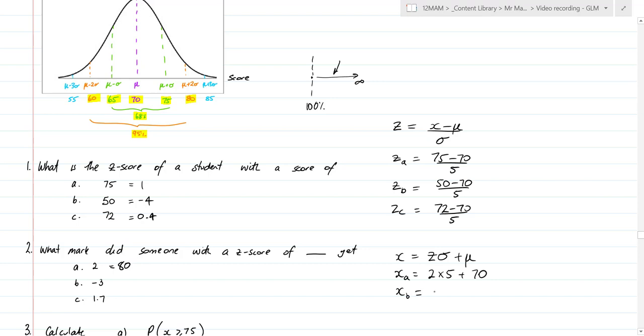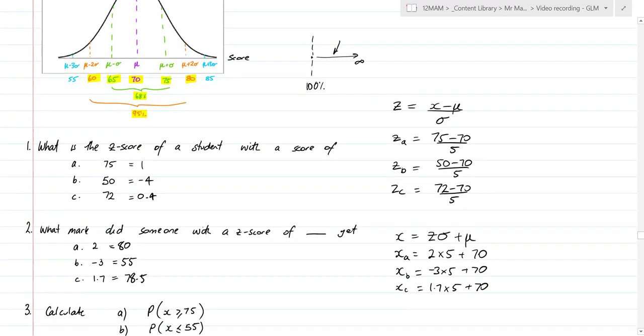XB is equal to negative 3 times 5 plus 70. That, of course, is equal to 55. And XC is equal to 1.7 times 5 plus 70. And that's equal to 78.5. So this is the answer to question 2.